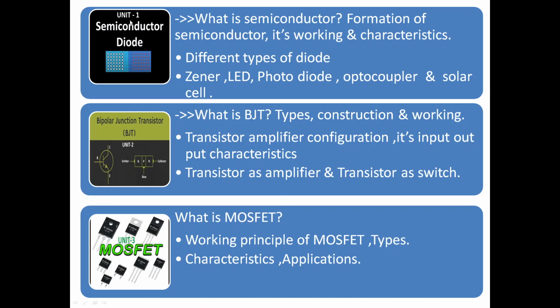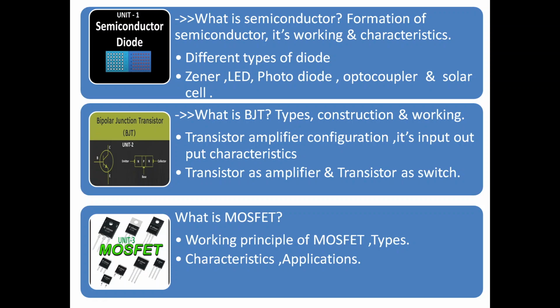Our first unit is semiconductor diodes. We will learn in this chapter what is semiconductor, formation of semiconductor, its working and characteristics. Then next are different types of diodes, like Zener diode, LED. LED means what? Light emitting diode. Photodiode, optocoupler and solar cell.